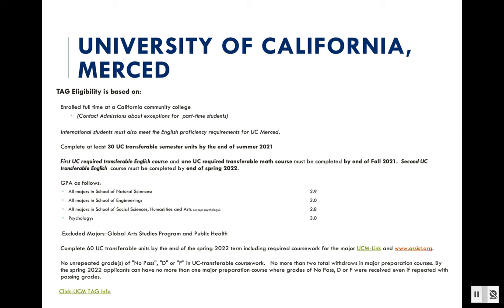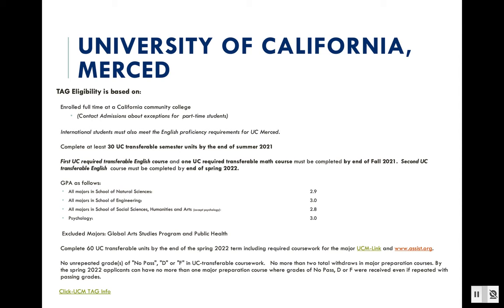Now, the GPA requirement is based on your major and where your major is housed under, which school. So at UC Merced, there are different schools throughout the university, and each school houses multiple majors. So you find where your major is housed under to determine what your GPA requirements are.